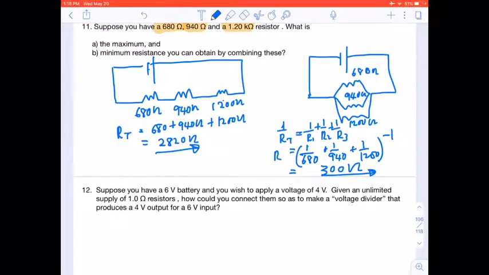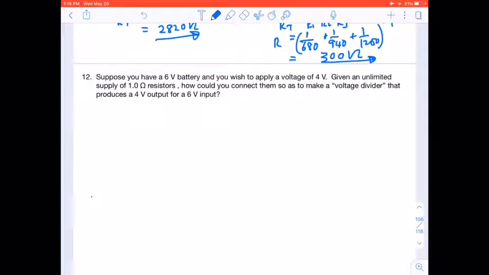Right, now let's say we now have a 6-volt battery, okay? But you only wish to apply a voltage of 4 volts. Right. So given an unlimited supply of 1 ohm resistors, how could you connect them so as to make a voltage divider? We know if we want a voltage divider, we have to connect them in series, right? And that produces a 4 volt output for a 6 volt input.